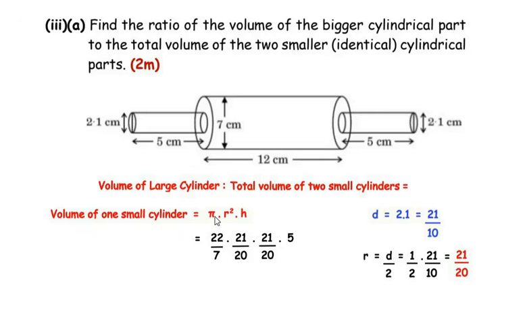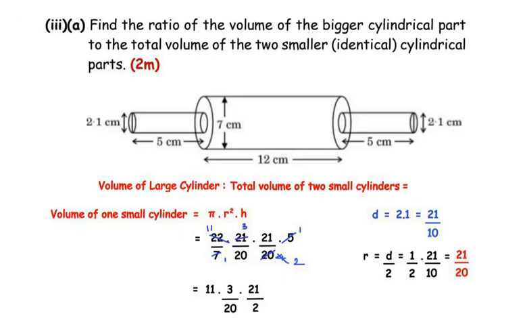So here the volume becomes pi, which is 22 over 7, times the radius squared, which is 21 over 20 times 21 over 20, times the height of the small cylinder, which is 5. Now let us simplify this. 5 in the numerator divides 20 in the denominator, that is 5 1 times is 5 and 5 4 times is 20. Now 4 and 22 go in the table of 2. So 2 times is 4 and 2 11 times is 22. Now 7 and 21 go in the table of 7, that is 7 1 times is 7 and 7 3 times is 21. So we get the volume of one small cylinder as 11 times 3 times 21 over 20 times 2.